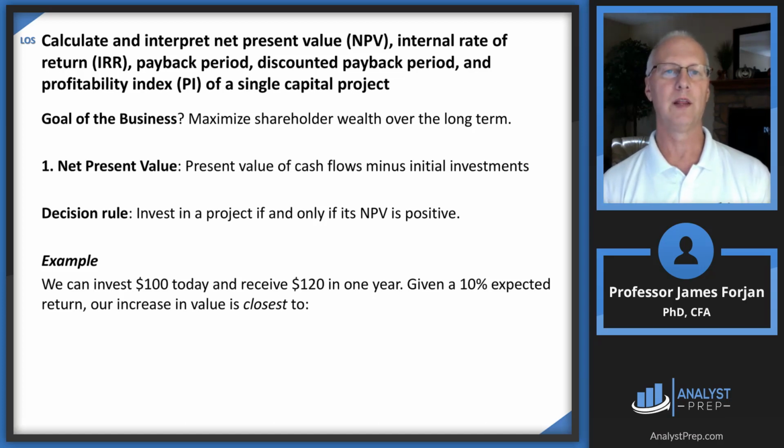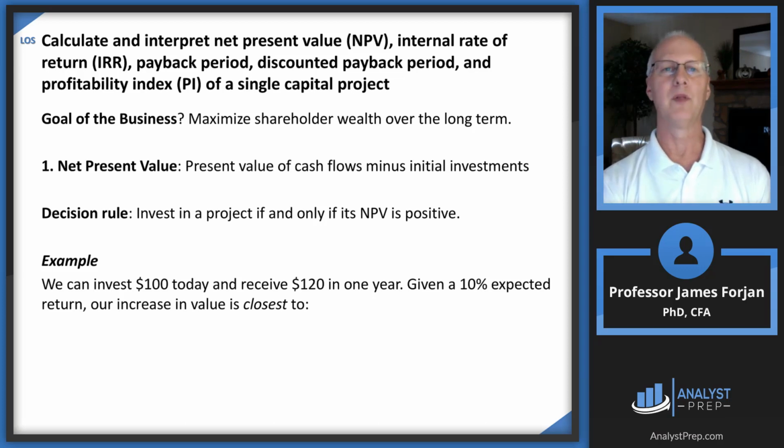So the first way that we're going to evaluate a capital budgeting project is through something called the net present value method. And it's actually relatively straightforward based on time value of money stuff that we did back in one of those early readings. It really is just the present value of the cash inflows minus the present value of the initial investments, which most times are in present value terms anyway. So we're going to invest in a project if and only if its NPV is positive.